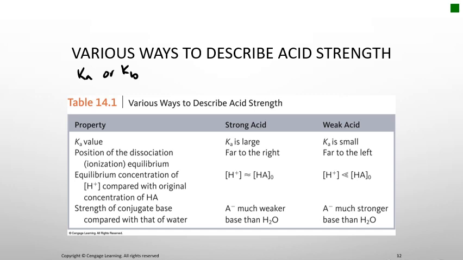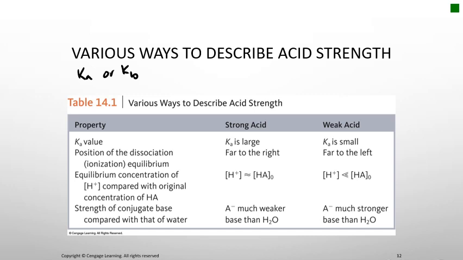So for your strong acids or strong bases, you have your Ka being very large, so we have mostly products, so it's lying very far to the right on the equilibrium. And so as a result, your hydrogen ion concentration will essentially be the same as whatever the concentration of your acid happens to be originally.